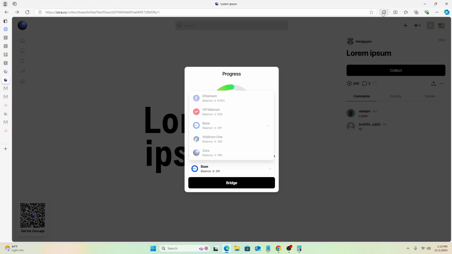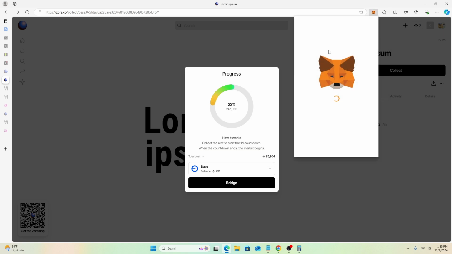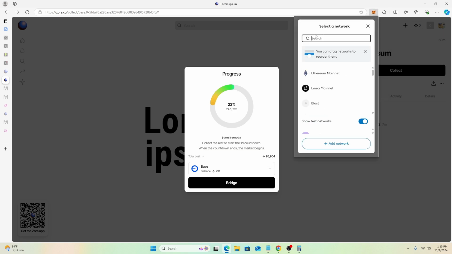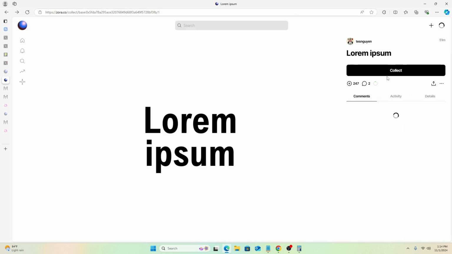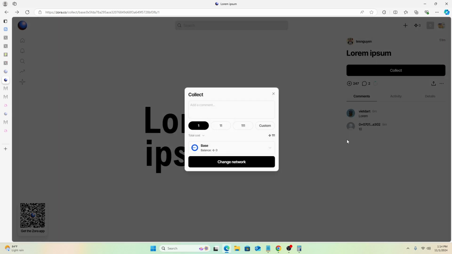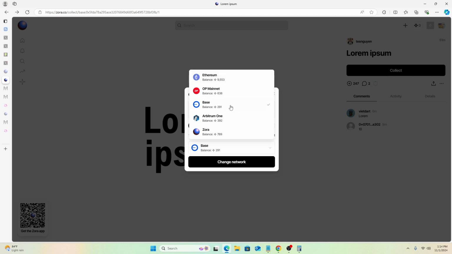Okay, just a moment. I don't know if it's a browser issue. Okay, I'm currently on Zora, so I'll just refresh. Generally, I should be able to collect this. Okay, so I can. It's actually a browser issue.